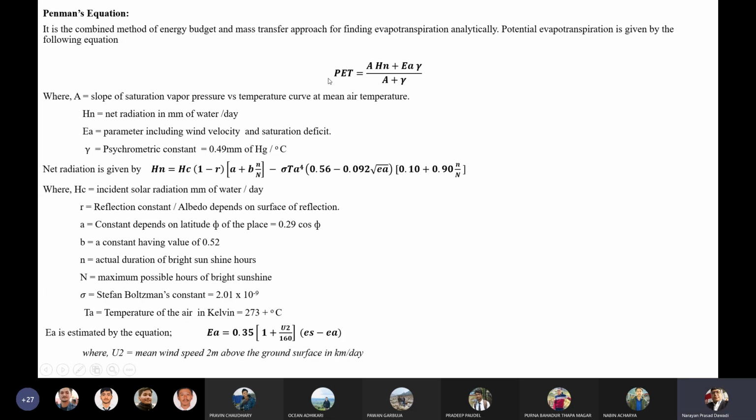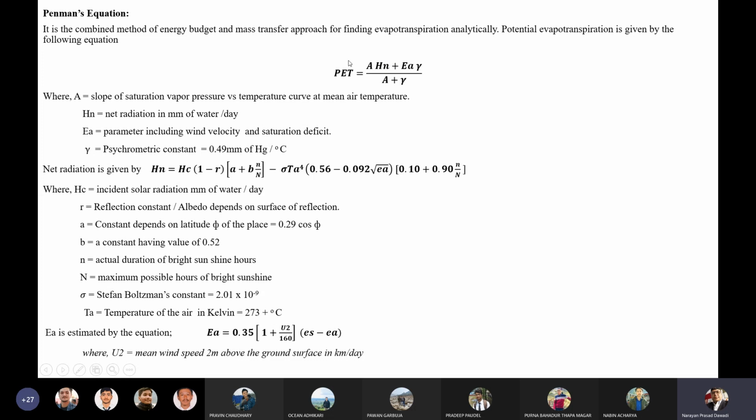Potential evapotranspiration, consumptive use or actual evapotranspiration, three things are considered as the same thing in engineering and hydrology. That's why if you are asked to find the potential evapotranspiration or the actual evapotranspiration or the consumptive use, then use the same equation here.